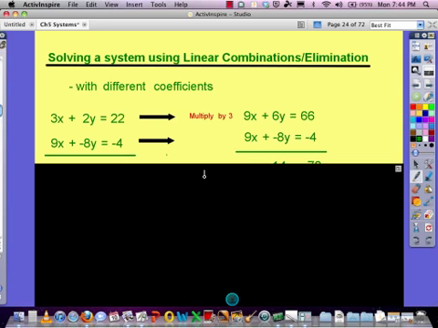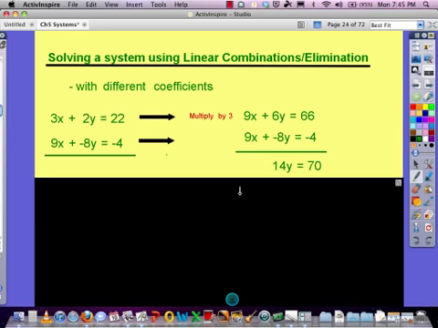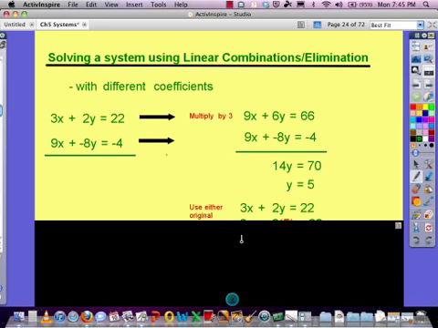I would always say go small. So multiply what there is the smallest. So you can see I've multiplied the top equation by 3. 9x plus 6y equals 66 is our new equation. Second equation stayed the same: 9x plus negative 8y equals negative 4. I now have 14y equals 70. I divide by 14 and I get a y equals 5 value.